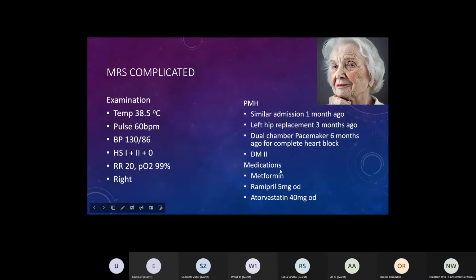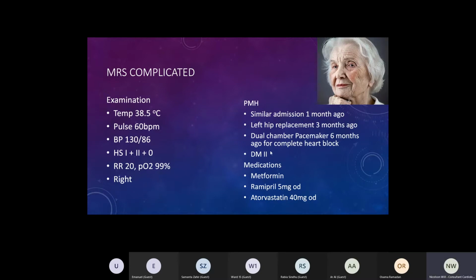And she, on examination, is pyrexial. She's got a pulse of 60, paced. Her blood pressure is 130 over 86. Normal heart sounds, and she's slightly tachypneic, but normal saturations.